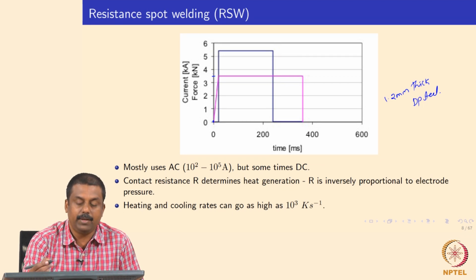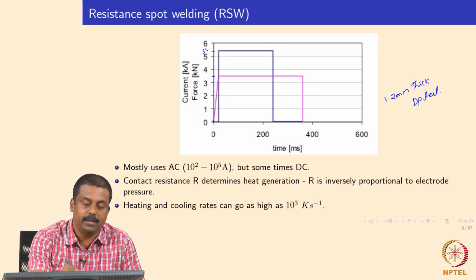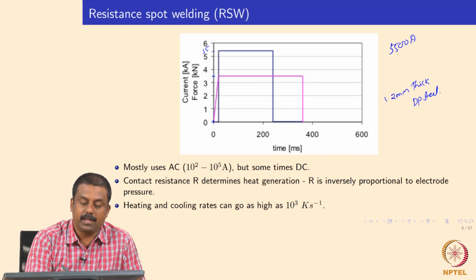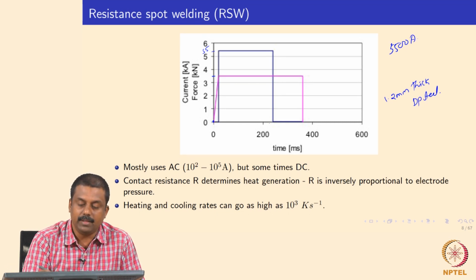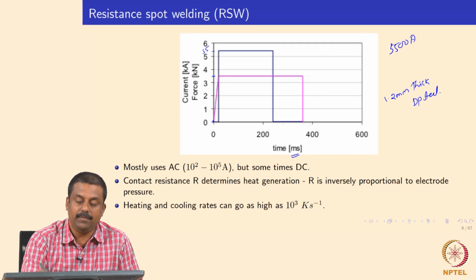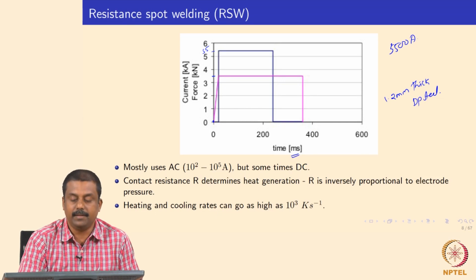Okay, so 3.5 kilonewtons, and then upon applying a load we start passing the current. In this case I applied up to 5.5 kiloamperes, 5500 amperes, over a very short duration. Okay, so in this case up to 220 milliseconds. The process is extremely rapid because the entire weld thermal cycle is completed in less than 400 milliseconds.